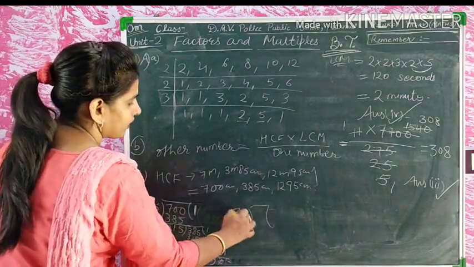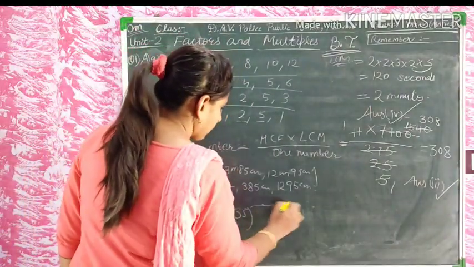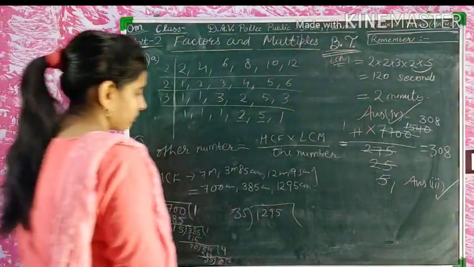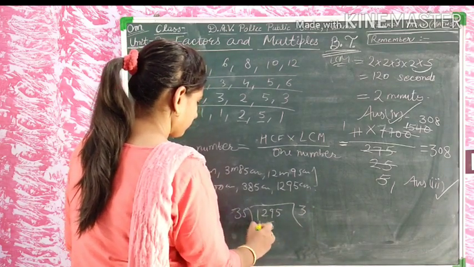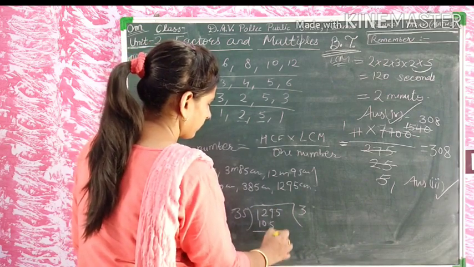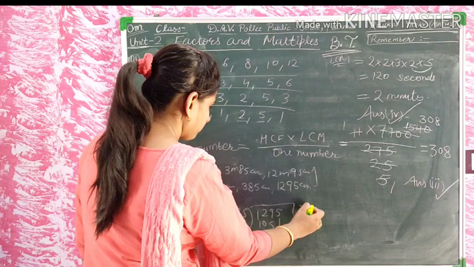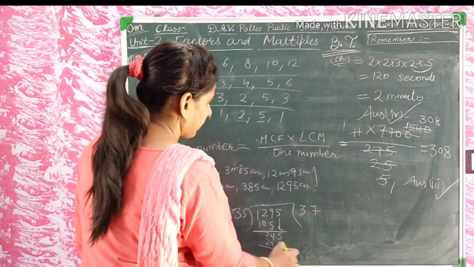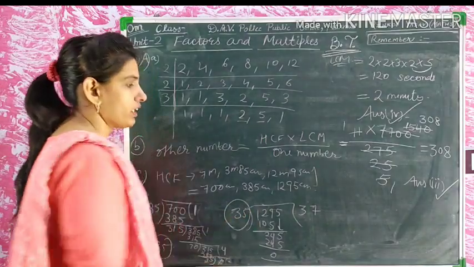So now we will divide it by 35. The last number is 1295, and it will be divided by 35. 35 times 37 is 1295, and 9 minus 4 is 5, and we will get 5. Multiplied by 7 is equal to 245, and we will get the HCF as 35.